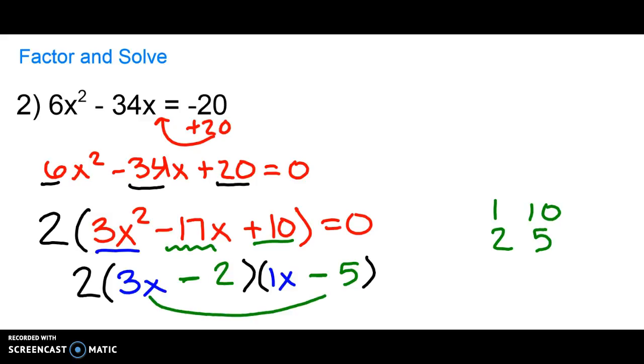The outer loop, 3 times the negative 5 is negative 15. And then negative 2 times x, negative 2x. Oh, that adds to negative 17, which is our middle term. So we factored correctly on the very first try.